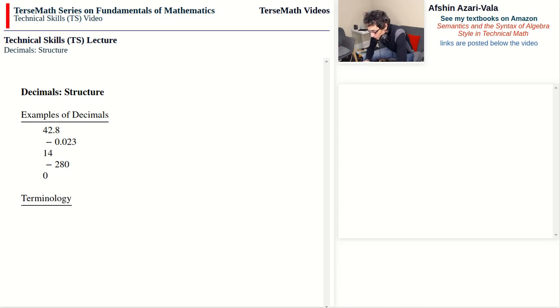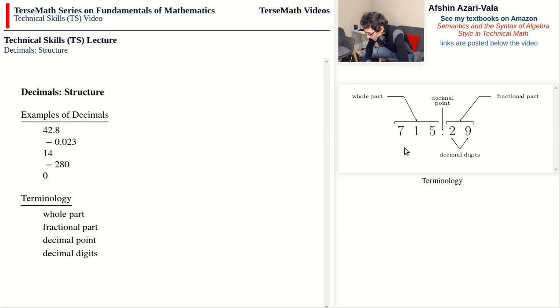Now, terminology. There are 4 phrases that I will be using throughout the videos that will follow on decimals, and these are the whole part, the fractional part, the decimal point, and decimal digits. So let me begin by showing you a diagram. On the right side, the whole part refers to the left side of the decimal point, so where you see the digits 7, 1, and 5. Altogether, we refer to this as the whole part.